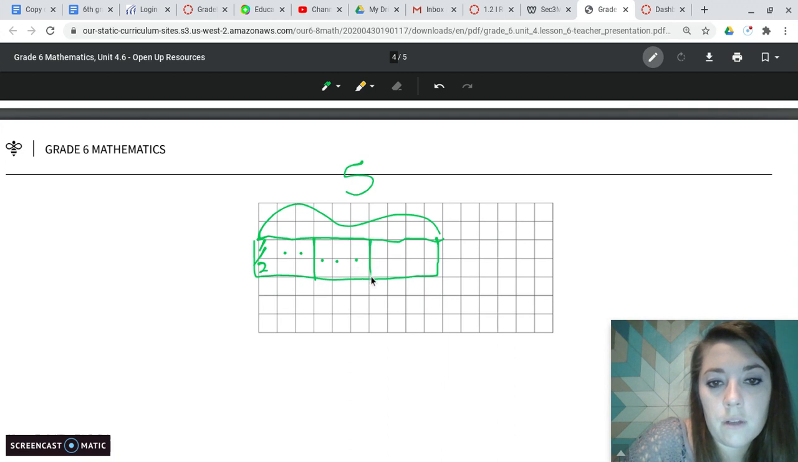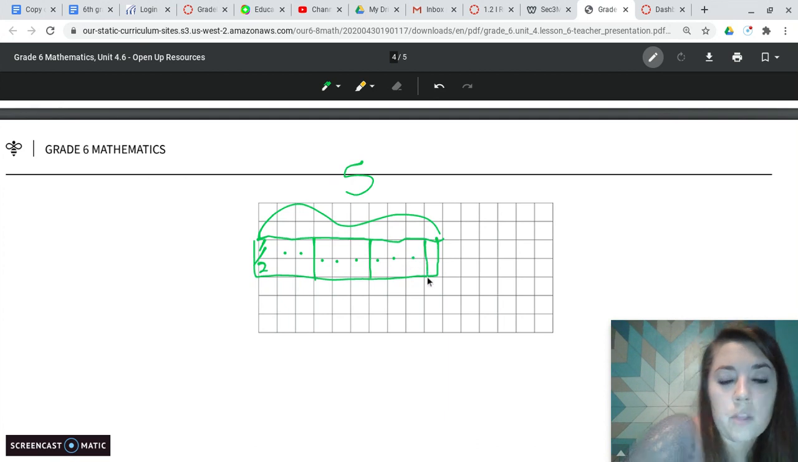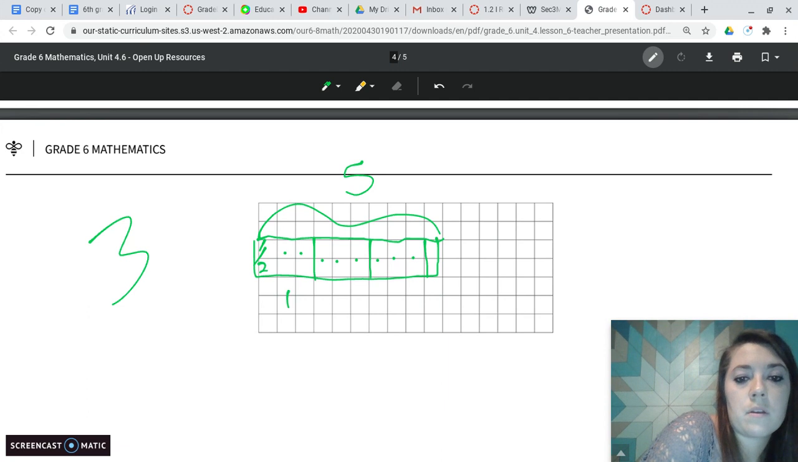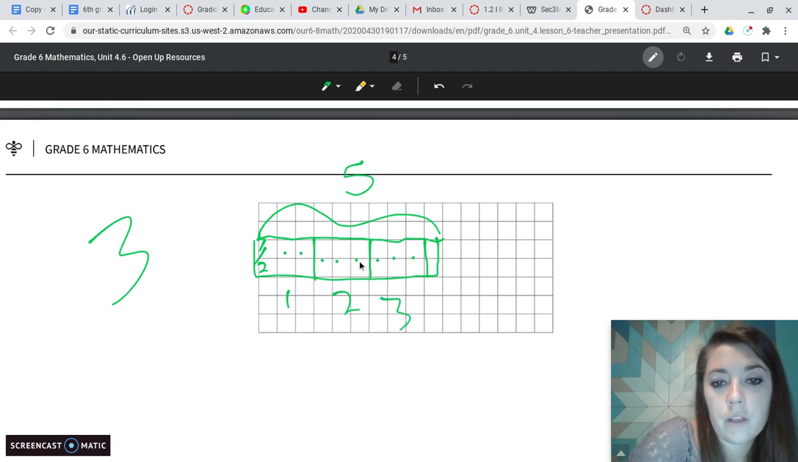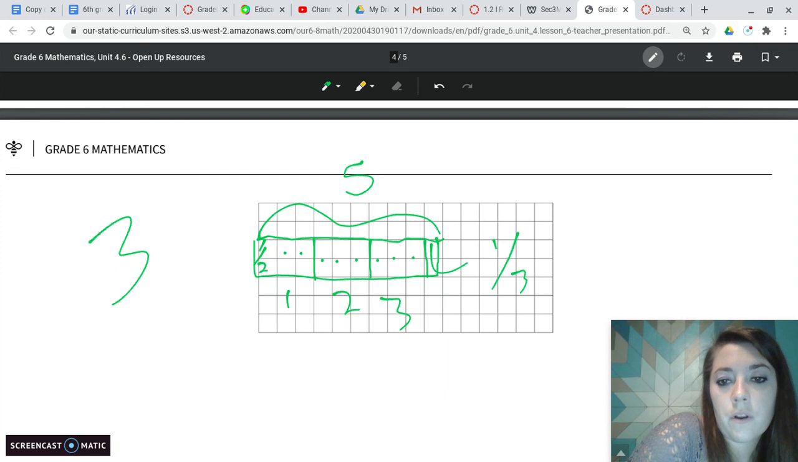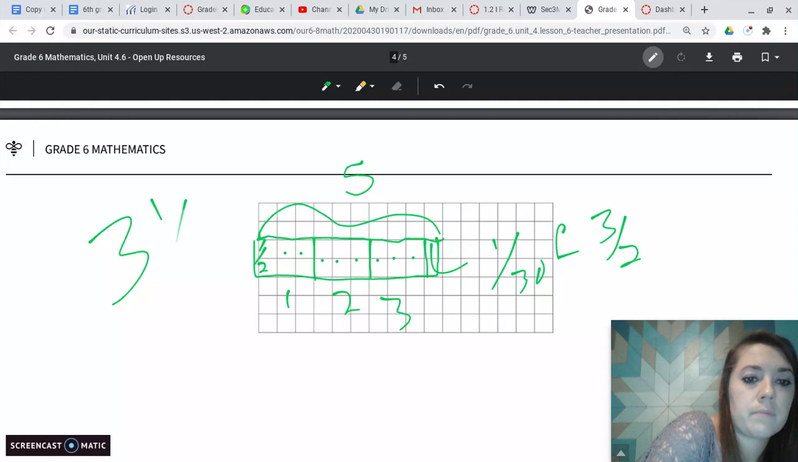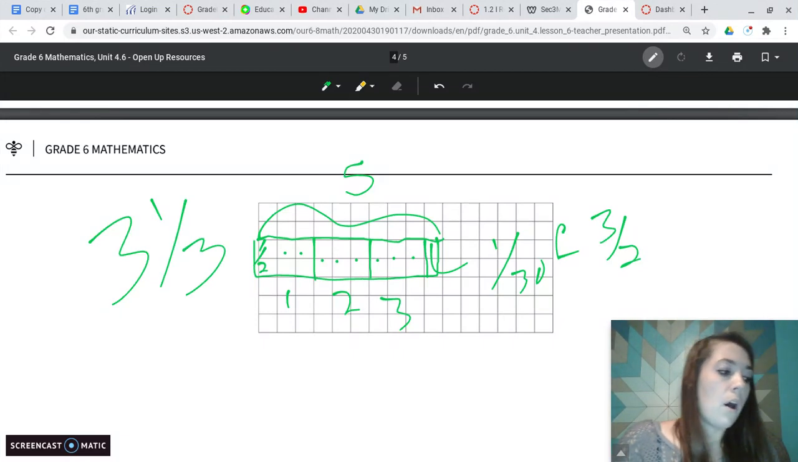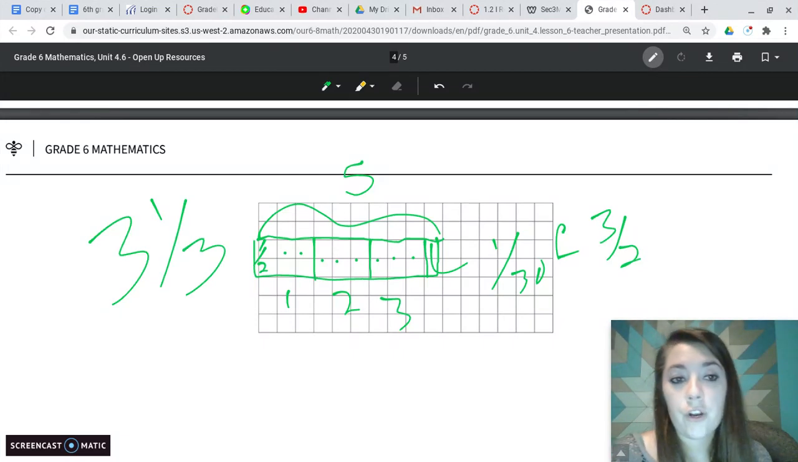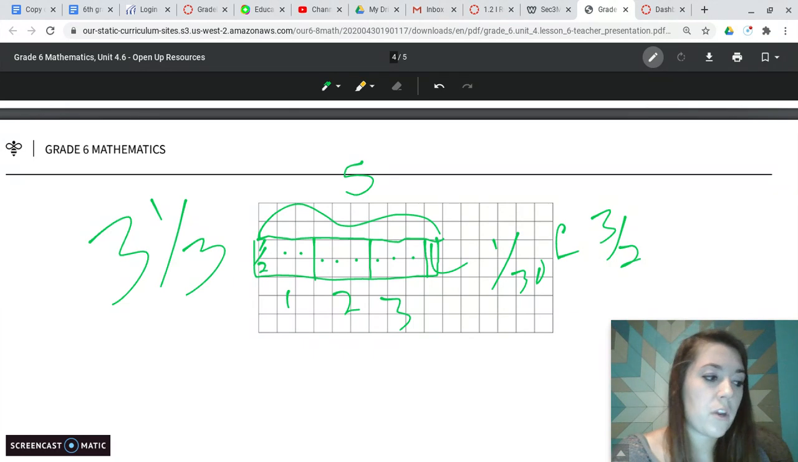There's another one. 1, 2, 3. There's another one. So we have 3 groups. And then we have 1/3 of 3/2. So it'd be 3 1/3 for this. So there are 3 1/3 groups of 3/2 in 5.